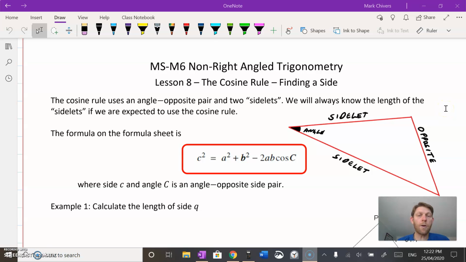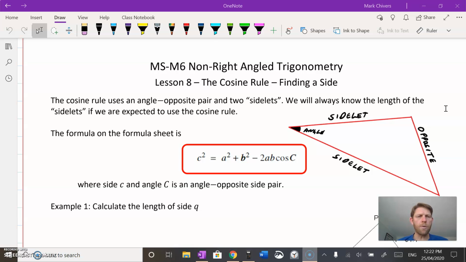Okay, so two lessons ago we learned about the sine rule, and today we're going to learn about the cosine rule. They're both used to find either an angle or sides in a triangle, depending on the information you're given in the question. Most of the time you'll be told which formula to use, but for a higher level question, it's going to be up to you to determine which of those rules you need to use.